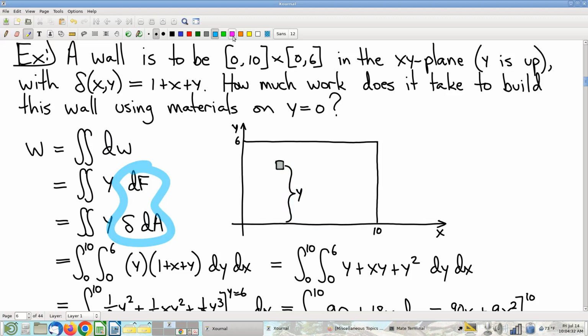Well, check it out. I have a density given, right? And this is weight per unit area. So I make the usual argument that weight is weight per unit area times area. That's all that's going on there. Is everybody okay with that?